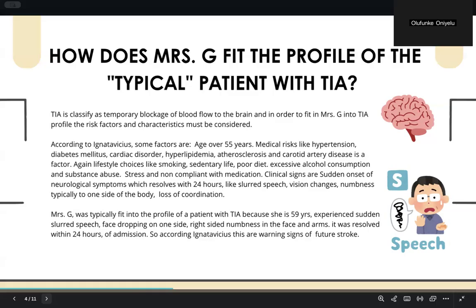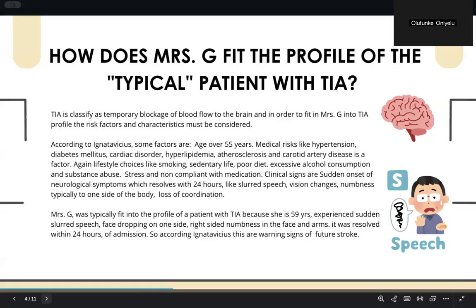So, some classified signs and symptoms that somebody will consider are a sudden onset of neurological symptoms, which will resolve within 24 hours, like slurred speech, vision changes, numbness, typically on one side of the body, and loss of coordination.